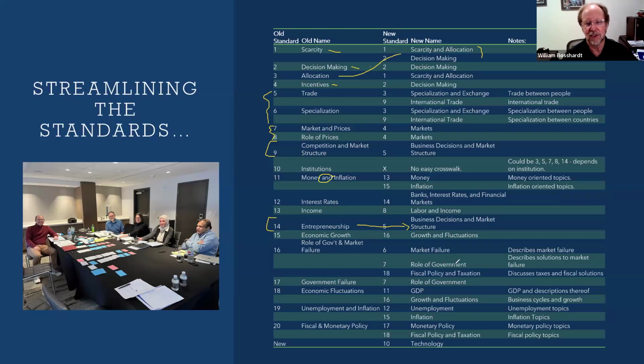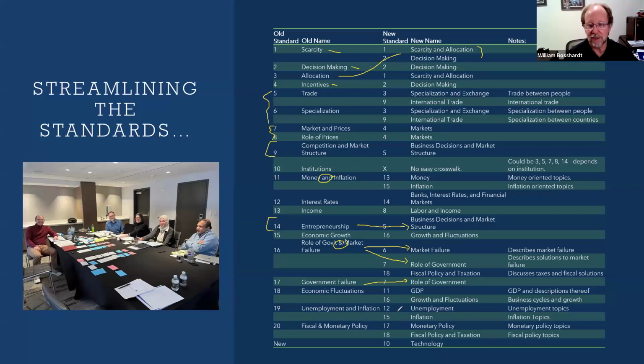So you saw money and inflation. So we have money and then inflation separate. Interest went into the banking, interest rates and financial markets. Income remained pretty much the same, except we relabeled it labor and income. I'll talk about that a little bit more in just a second. You see government failure, role of government and market failure has been moved into market failure and the role of government. And so I'll talk about that. Once again, we're just going to go through, and then we'll talk more extensively about each of these changes. And then government failure got moved into the role of government. So the role of government now features role of government and then government failure in the same one.